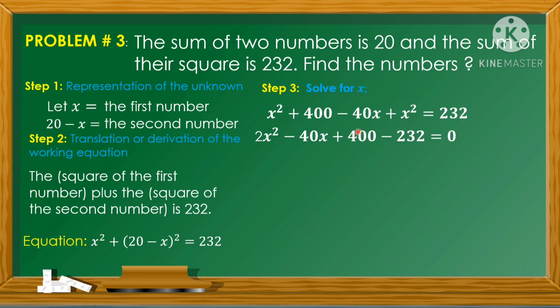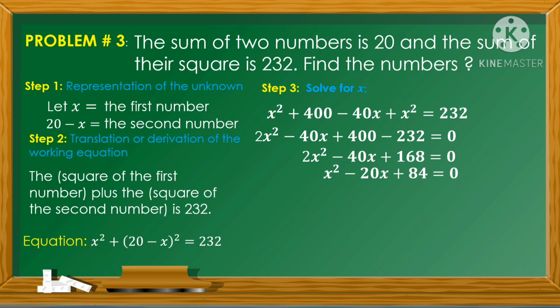So we have to simplify 400 minus 232. So we'll come up with 2x squared minus 40x plus 168, since 400 minus 232 is 168. So remember that the numbers involved in the equation are all even numbers. So that we won't have difficulty solving this, we can reduce the equation by dividing each term by the coefficient of x squared, which is positive 2. So it becomes x squared minus 20x plus 84 equals 0.